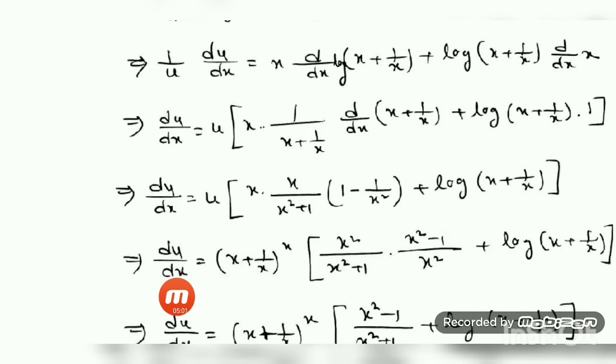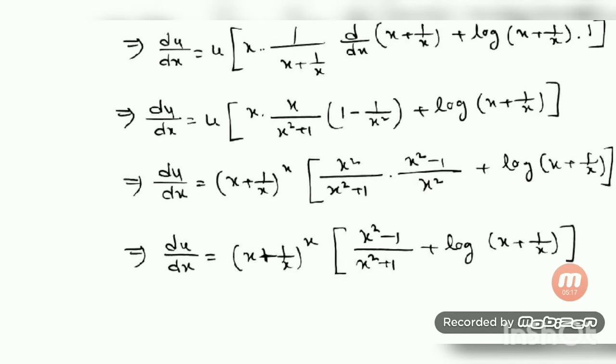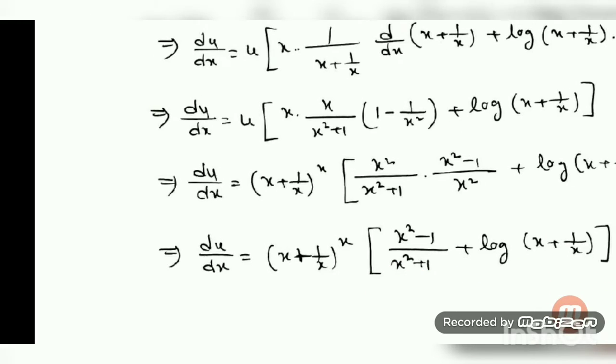Now here I have substituted a u value. du/dx will become (x plus 1/x) to the power x, and we do the simplification here. This x into x gives you x square, it is x square plus 1. Taking LCM here, x square is the LCM, x square minus 1, and keeping the rest as it is. After that, du/dx equals (x plus 1/x) to the power x. Here x square will be cancelled out. Numerator x square minus 1 is left, and denominator x square plus 1, and keeping this as it is. So here we have done du/dx.